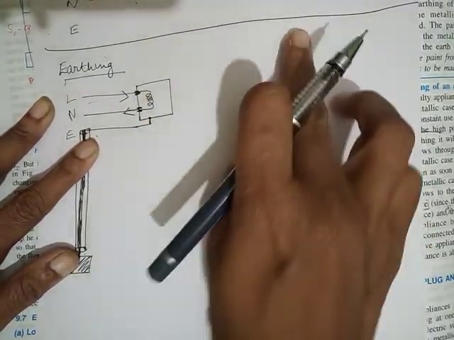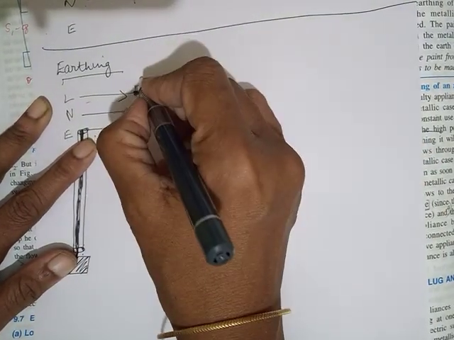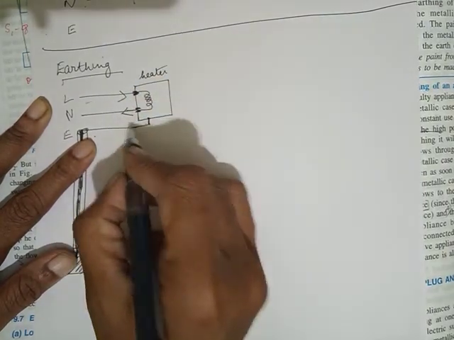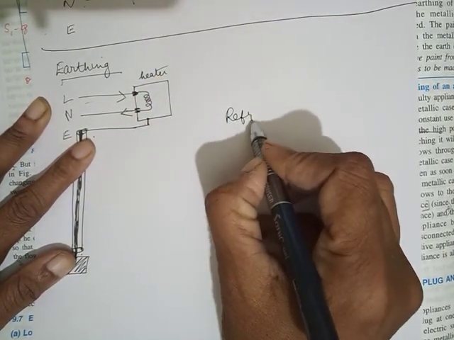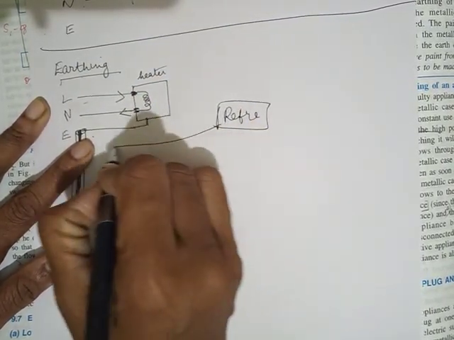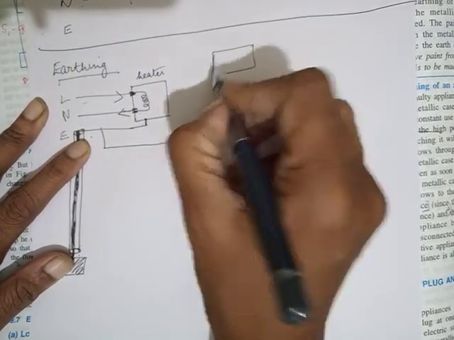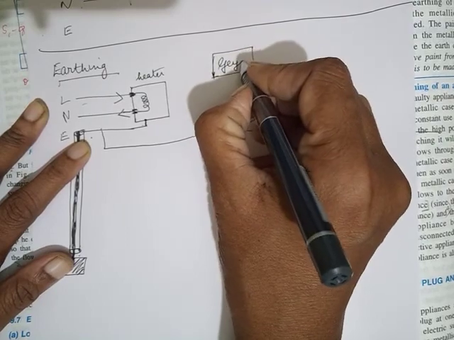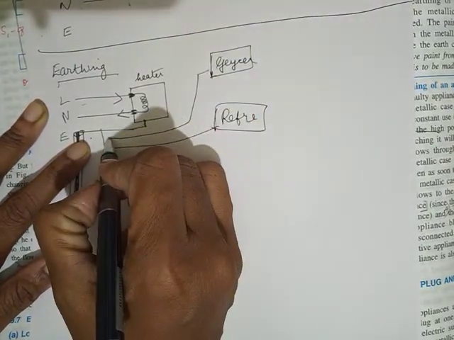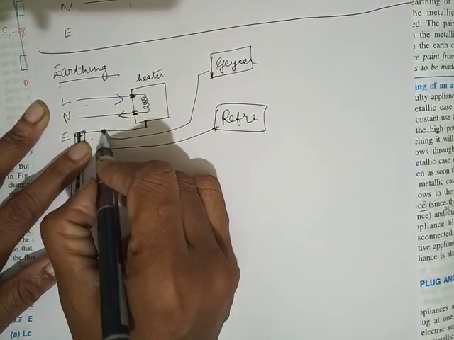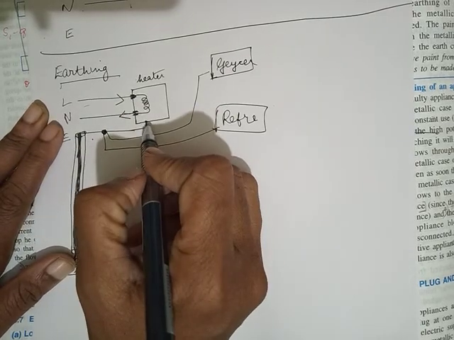Now for every appliance they won't do this. So all the wires coming from the earth of each appliance: this is a heater, then you have a refrigerator. From the refrigerator one earth wire will come, and from another, the geyser, another earth wire will come.